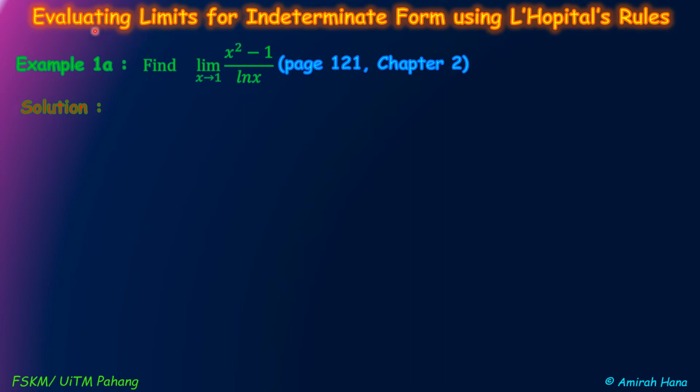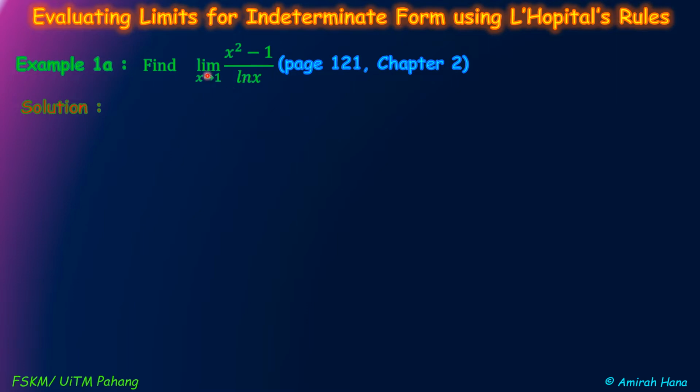In this video, we are going to discuss how to evaluate limits of indeterminate form using L'Hopital's rule. Okay, example 1a: find the limit as x goes to 1 of (x squared minus 1) over ln x. This example is from page 7, chapter 2 in your handout.